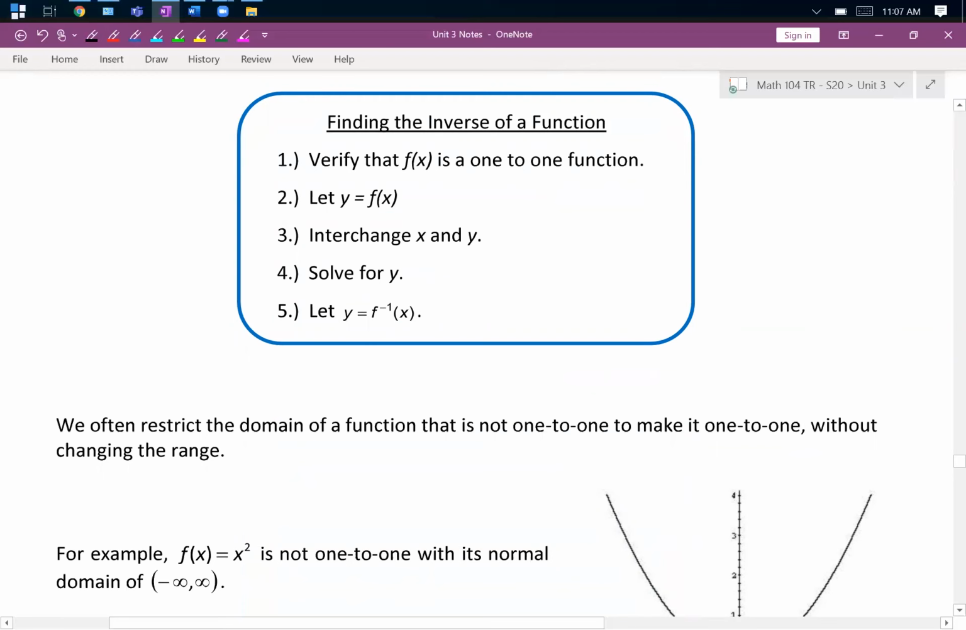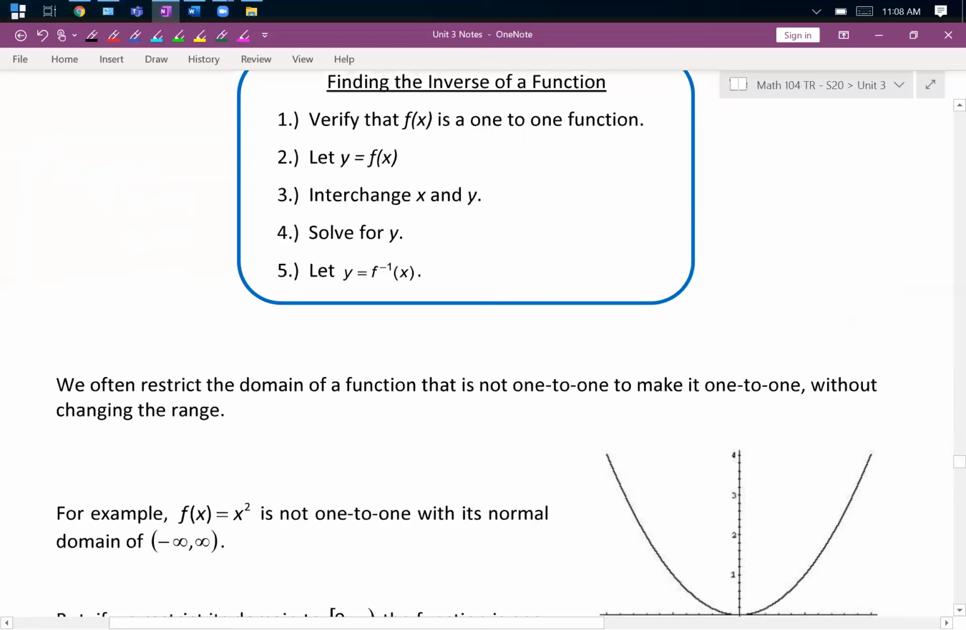Second, we want to take it out of function notation by replacing the f of x with y. Then we are going to interchange x and y. We will solve for y, and then lastly, we'll put it back into function notation by replacing y with f inverse.